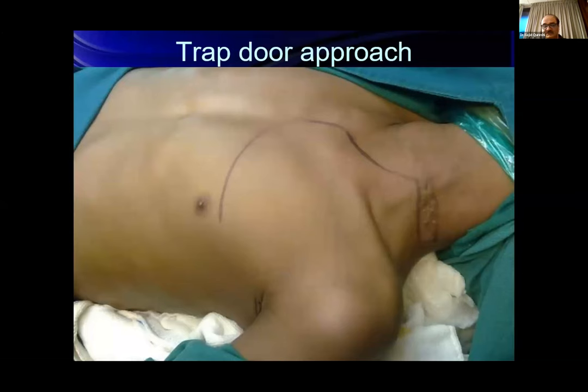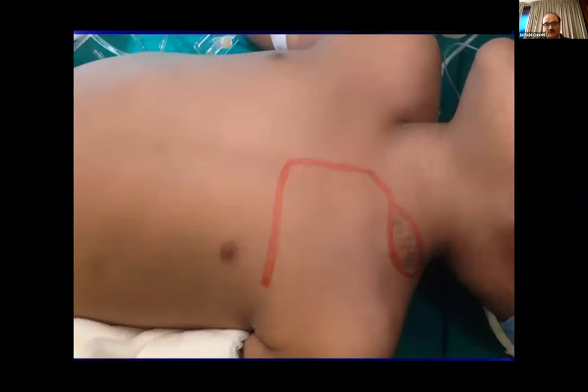It's nothing but instead of the second rib, we go into the third or the fourth intercostal space with the manubriotomy and a partial sternotomy. The entire flap can be lifted like a door. That's why the trapdoor approach.